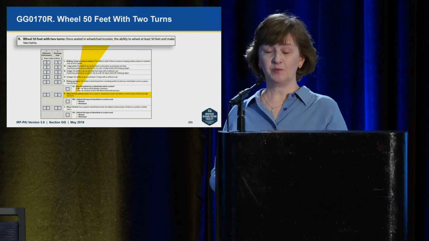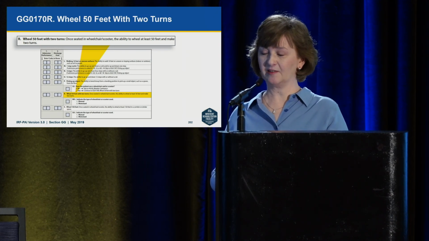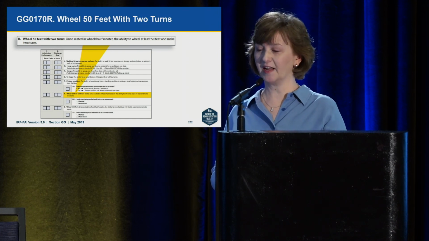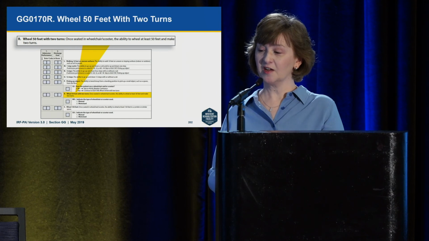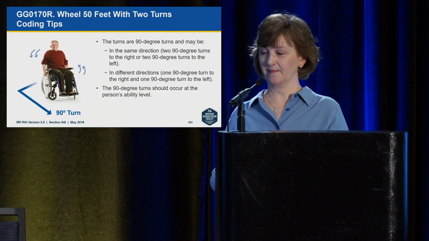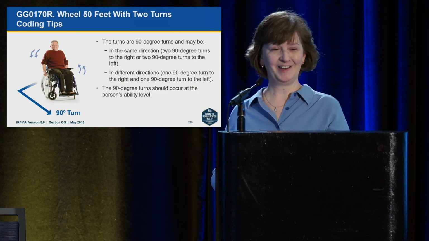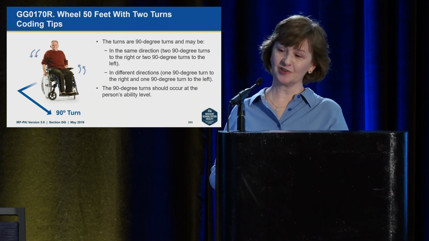So wheel 50 feet with 2 turns is the first wheelchair activity. So again, this is kind of parallel to the walking item. So this begins once the person is seated in the wheelchair, and it refers to the ability to wheel at least 50 feet and make 2 turns. Again, turns, 90 degrees, they can be in the same direction, 2 left turns, 2 right turns.